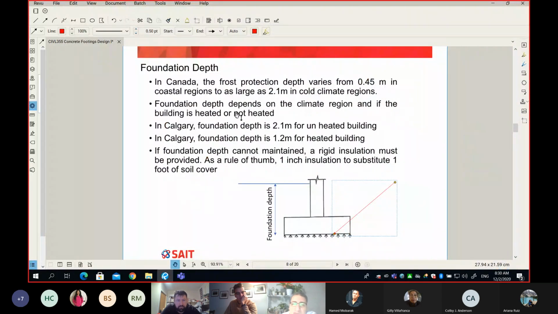And so the foundation depth, as I said, depends on 2 things. Number 1 is the climate region, and also it depends if the building is heated or unheated. So I'm going to give you the numbers in Calgary here. If the building is unheated, then we need to go to 7 feet below ground. We need 7 feet of soil cover to protect our footing. If the building is heated, then we need 1.2 meter.